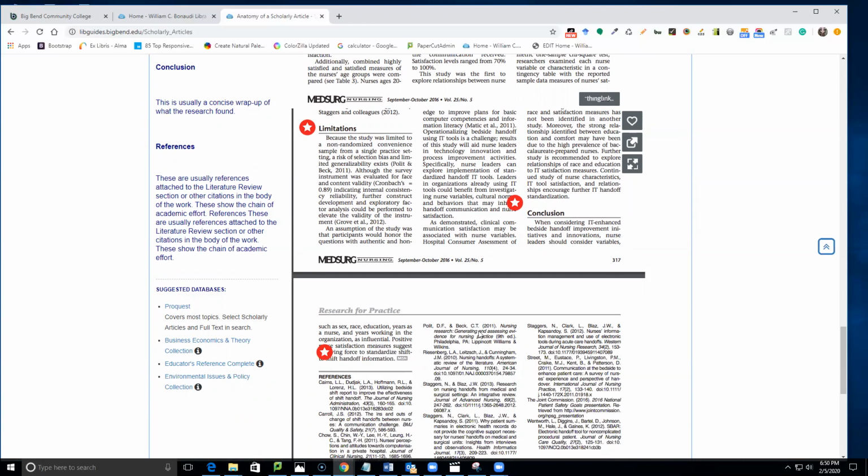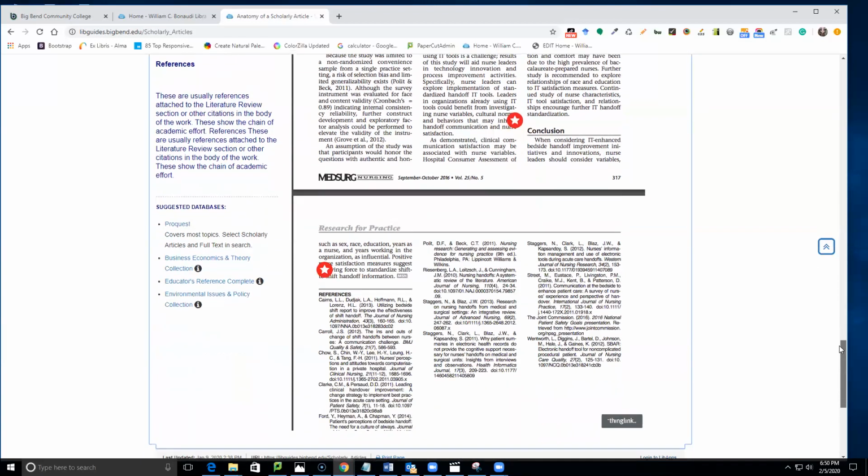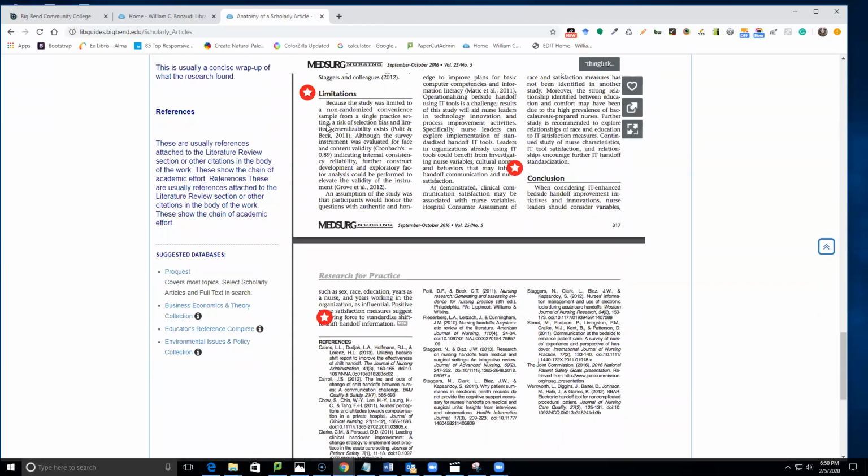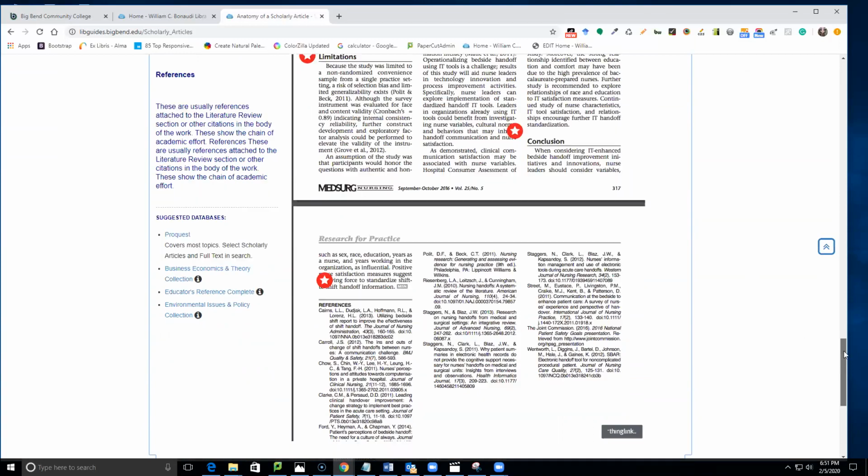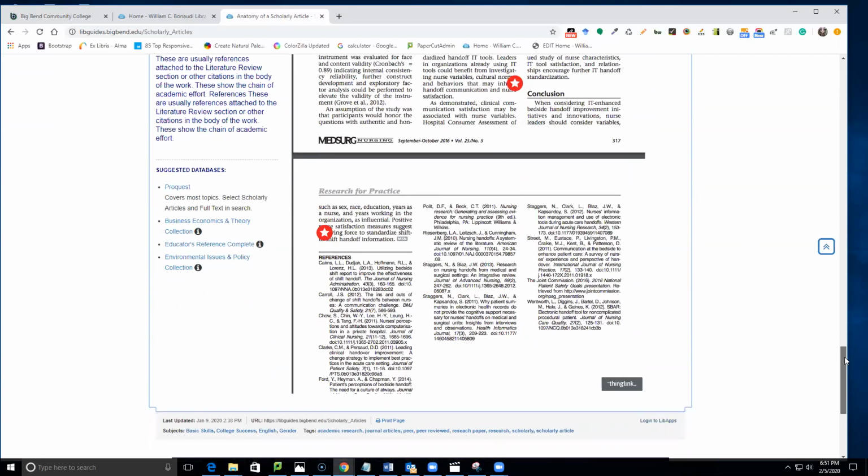This is a very brief one, and usually I'm thankful for the brief one. Sometimes they're a little confused because people will include, oh, this didn't go so well, the limitations with the conclusion, but this one's very clearly broken out. So it's a really nice piece. It happens to be from a nursing journal.